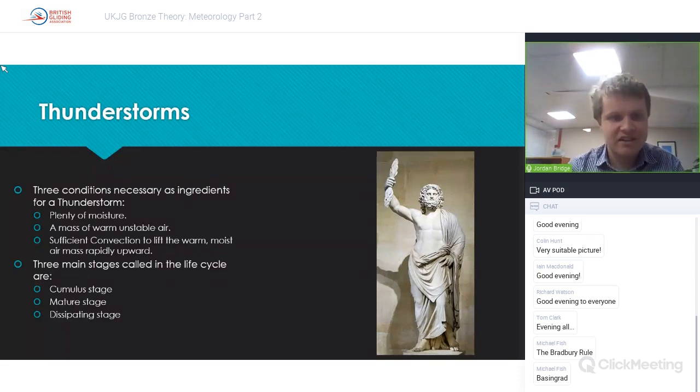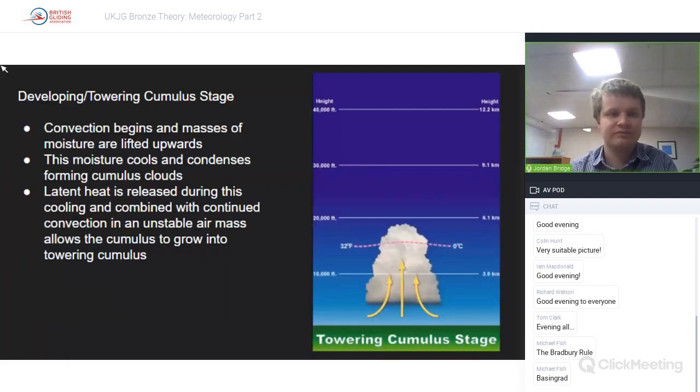The three main stages in this life cycle are called the cumulus stage, the mature stage, and the dissipating stage. So let's look at those one by one. First of all, we have the developing and towering cumulus stage. So convection begins, and masses of moisture are lifted upwards by convection, by thermals, into the air. This moisture cools and condenses, forming those cumulus clouds.